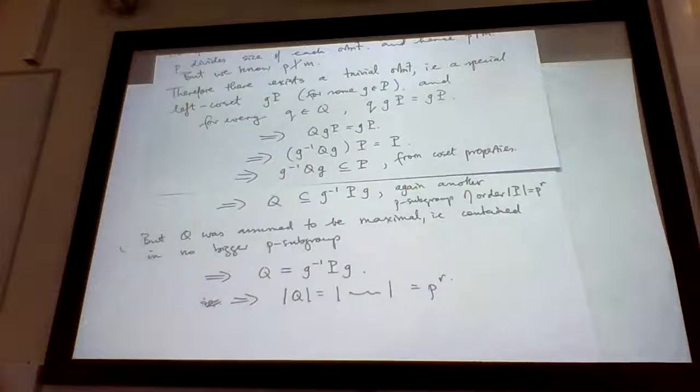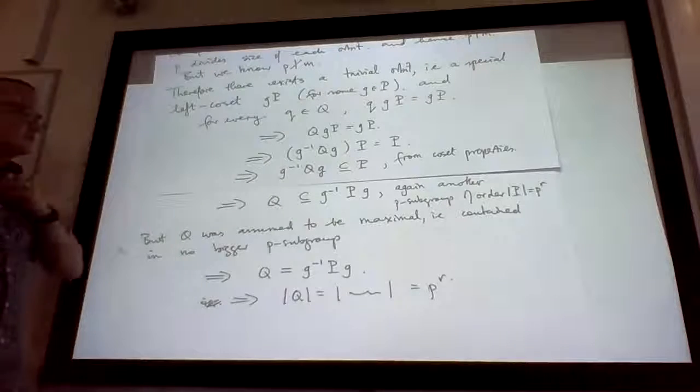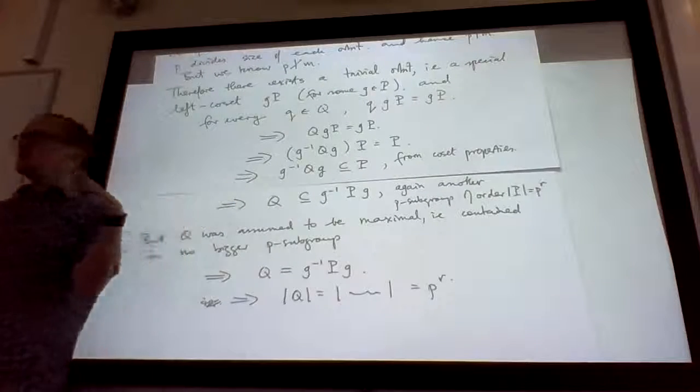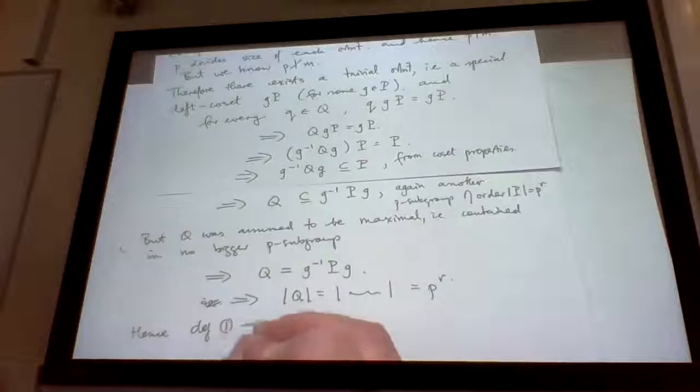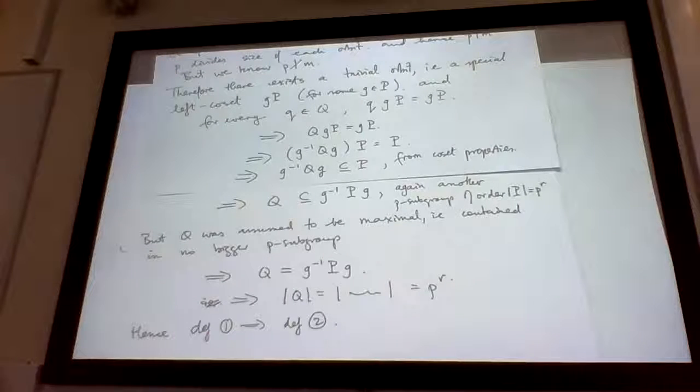Okay. So the first definition of Sylow p-subgroup implies the second. If you regard your Sylow p-subgroups as being these maximal p-subgroups, not contained in bigger p-subgroups, they must have size p to the r, the biggest power of p. So it's a subtle point. So hence definition 1 implies definition 2. We already proved very easily that 2 implies 1. So they're equivalent.